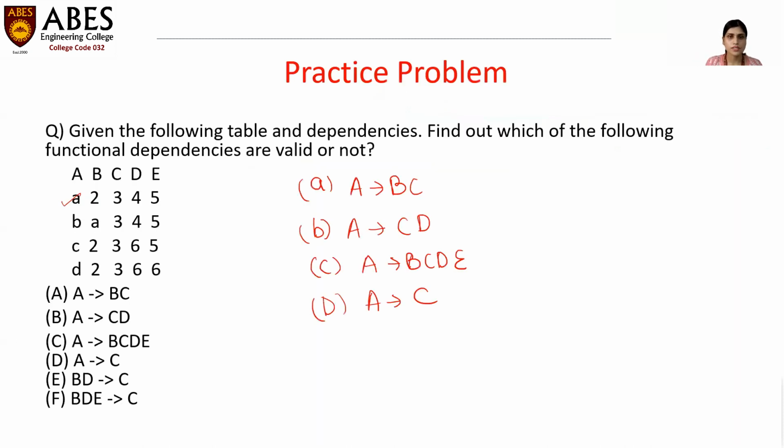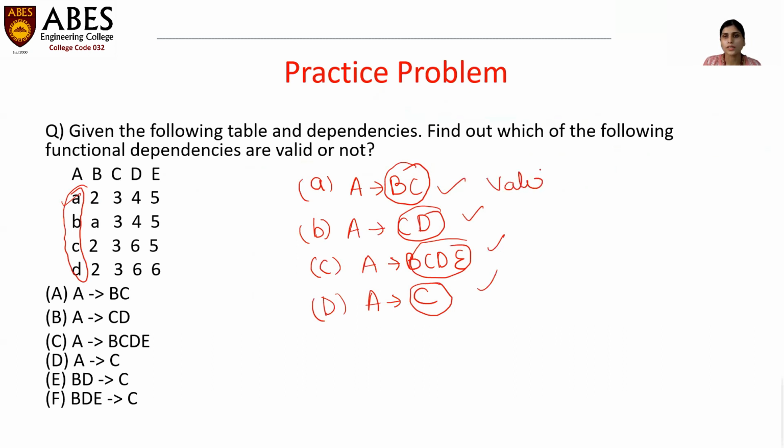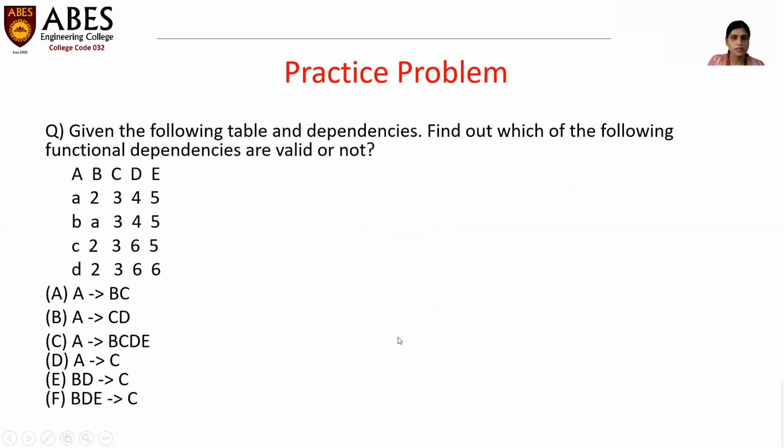So let's get back to this question. As we can see that all the values of A are unique or different, we need not check the values of beta. So all these functional dependencies will always be valid. This is a faster way of solving a question. So all these options will be valid functional dependencies. Now we'll see the next option, that is E and F.